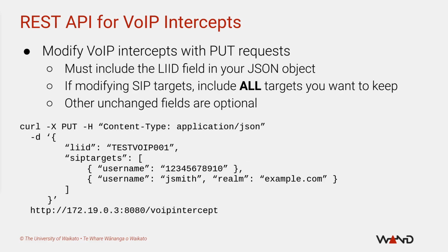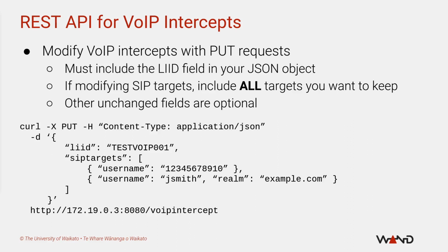As with the other applications of the OpenLI REST API, you can use the put method to make changes to an existing VoIP intercept. There are just a few key specifics for you to remember when modifying an intercept in this way. Firstly, your JSON object must always include the LI ID of the intercept that you are modifying. Second, if you are making changes to the SIP targets list, please make sure that you include all of the SIP target identities that you want to continue interception for. If a target was previously specified but is not present in the list when you submit your put request, then OpenLI will assume that you no longer want that identity to apply to the intercept.